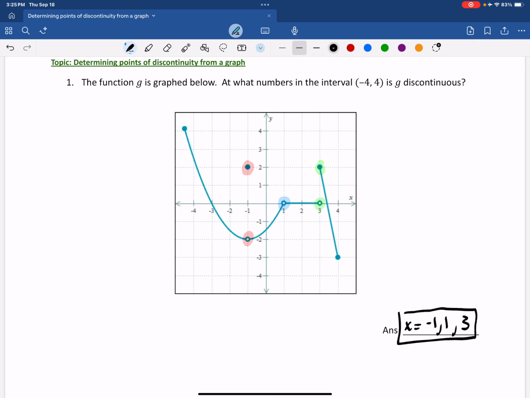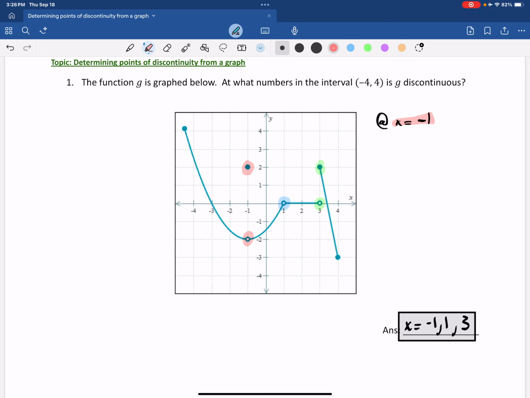That's the answer to the question, but in my class, I don't just want an answer, I want to know why. So if you're telling me it's discontinuous at the point, you need to tell me why it's discontinuous at that point. So let's look at x equals negative 1. Let me rewrite that so it's more clear. When x equals negative 1, we're looking at the red one right there. Why is it discontinuous? Well, we have to run through the gamut.